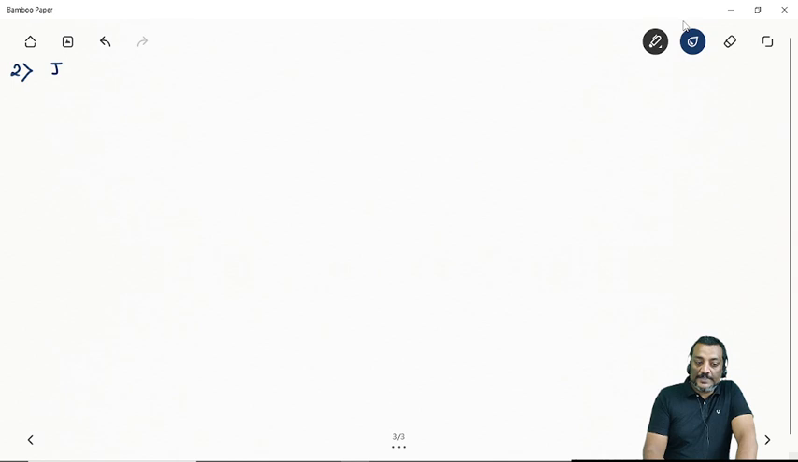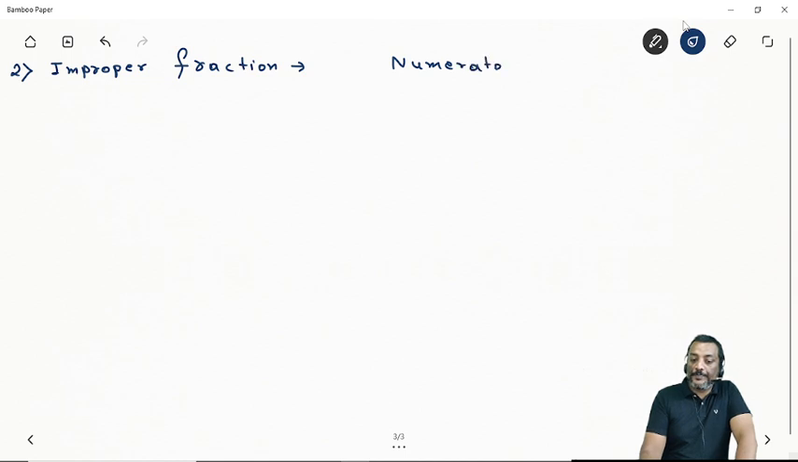improper fraction. So an improper fraction is just the opposite of a proper fraction. Okay, so if I say the numerator is bigger than the denominator, okay, then that will be considered an improper fraction.